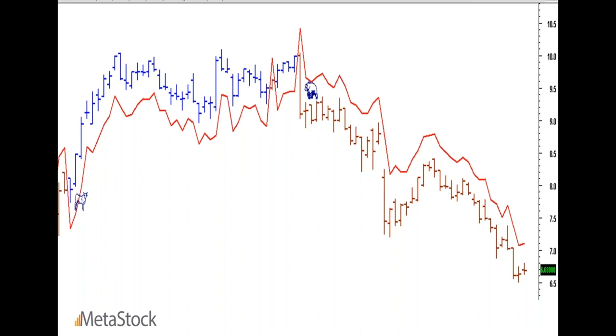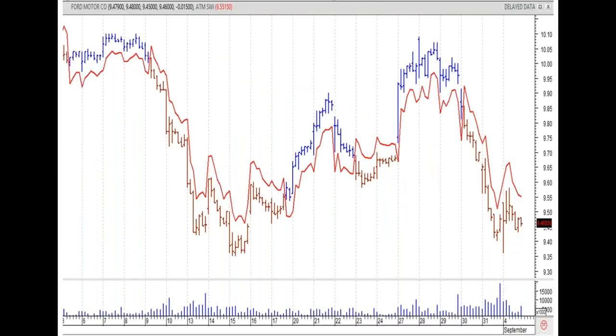So do I use the SWI as standalone? I don't. I like to use this more as supportive. It's one of those tools where, unlike the ATM RMO or the trend decider, which is more individual, this is really more supportive for me. And it gives me a first-hand view.